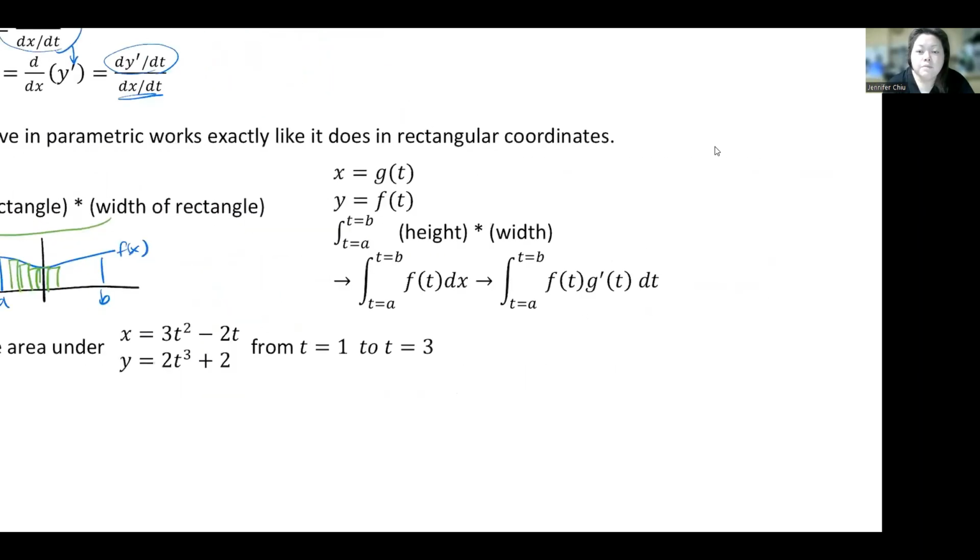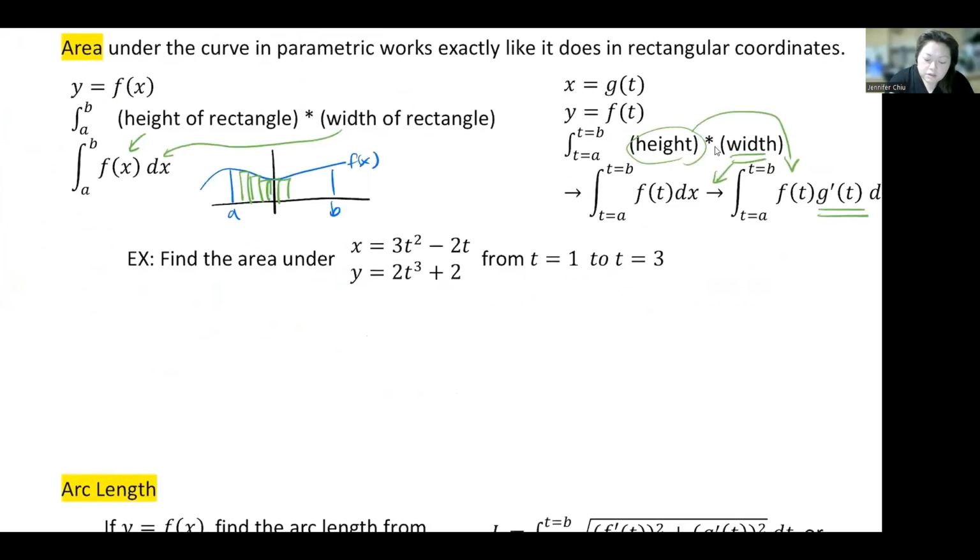Okay, so for parametric, it's almost exactly the same, where your height is your y function, and then your width is your dx, but then dx needs the derivative of the x component. So you gotta take the derivative, so g prime of t, and that's your dt. All right, so for your area under the curve here, you can go ahead and work this out following the formula given to you here.